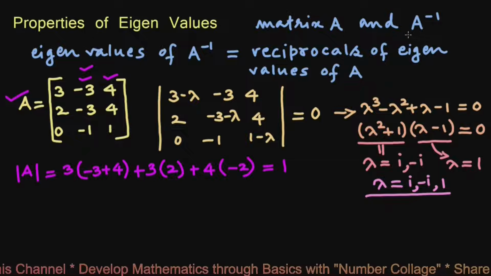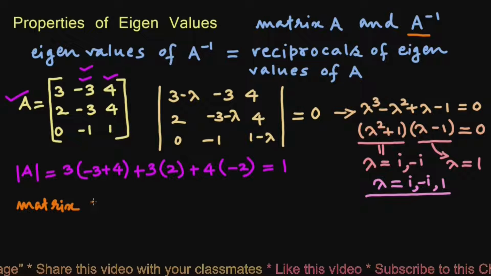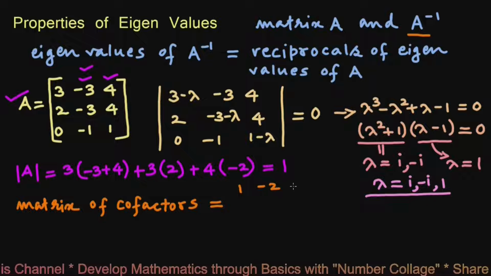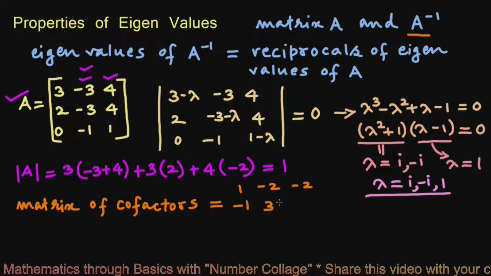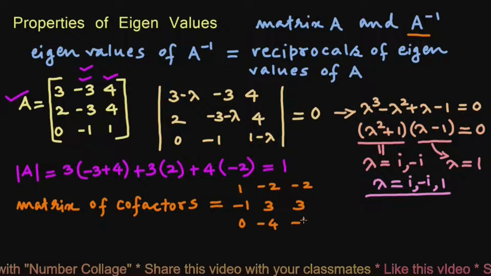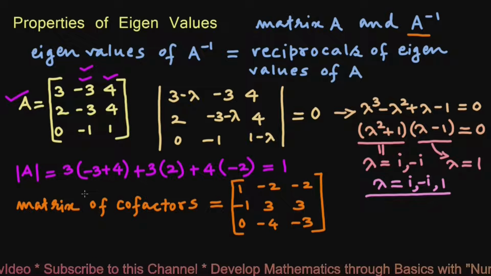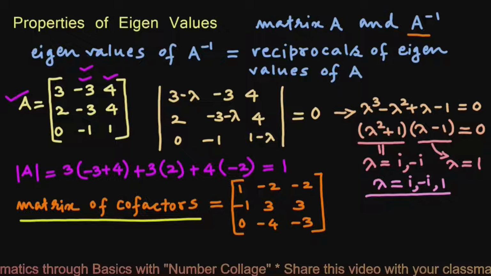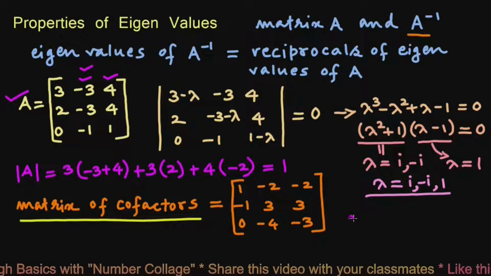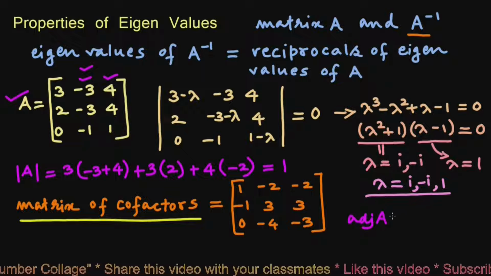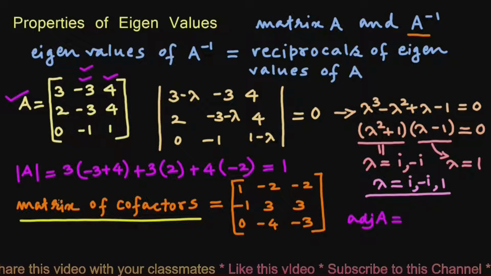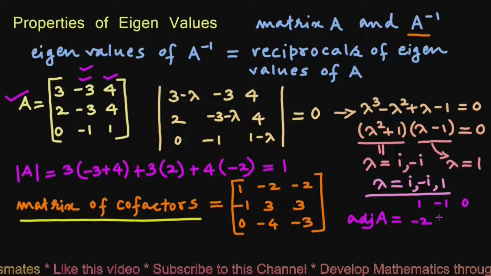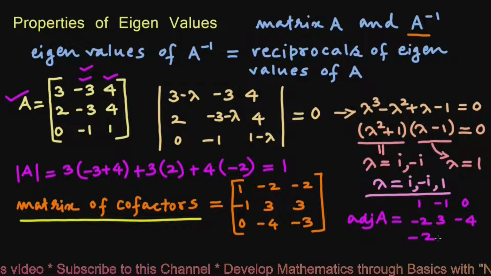In order to find A inverse, we have to find matrix of cofactors, that will be 1, minus 2, minus 2; minus 1, 3, 3; 0, minus 4, minus 3. You can refer to my videos on matrices to find out how to find matrix of cofactors. And adjoint of this matrix A will be the transpose of matrix of cofactors, that will be 1, minus 1, 0; minus 2, 3, minus 4; minus 2, 3, minus 3.